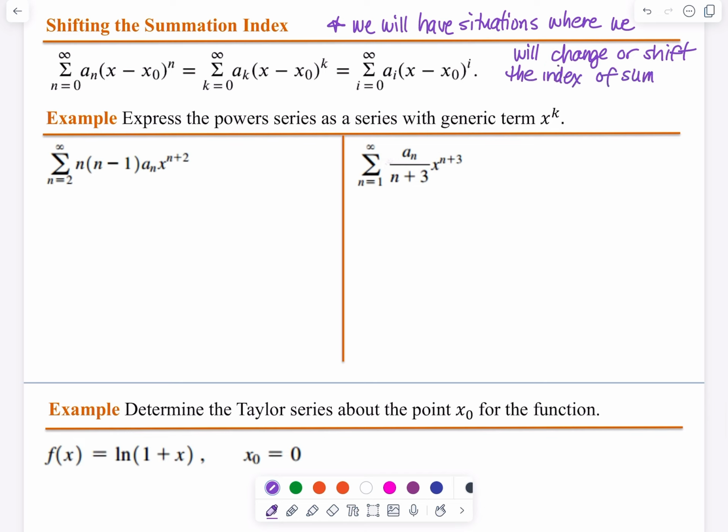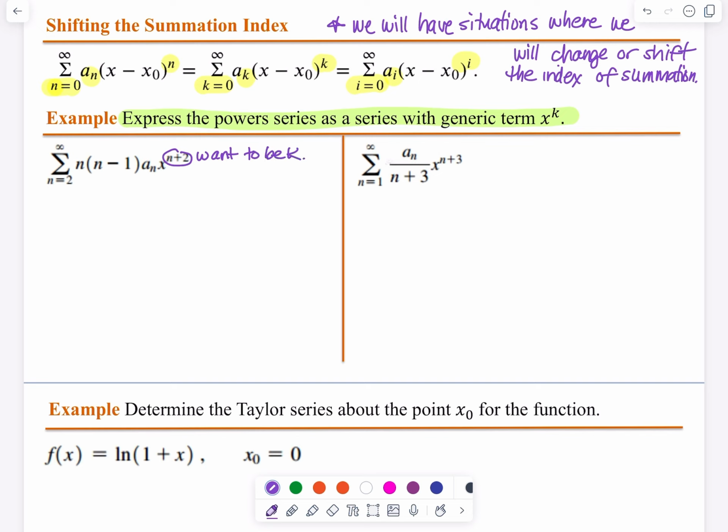Okay, so these are pretty quick examples, but let's take a look at this. So basically, we are able to shift from n equal to 0 to k equal to 0 to i equal to 0 and so forth. And you can see that the subscripts a sub i, a sub k will also be shifted or changed. So let's go ahead and take a look at this example. Express the power series as a series with a generic term x to the k. So as you can see right here, we want this to be k.